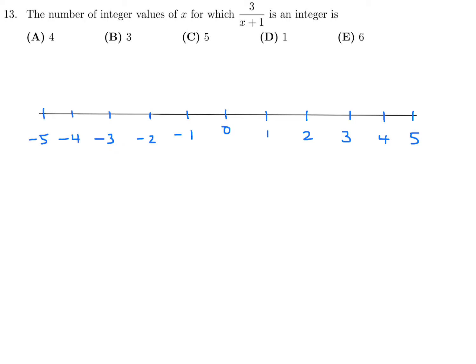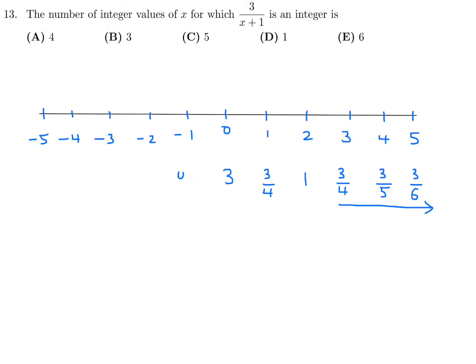For each of these, let's see what happens to the value of 3 over x plus 1. Let's start with 0. When it's 0, it will be 3. When it's 1, it will be 3 over 2. When it's 2, it will be 1. When it's 3, it will be 3 over 4, 3 over 5, 3 over 6. As you can see, as it's going that way, it'll never be an integer ever again. It'll be a fraction.